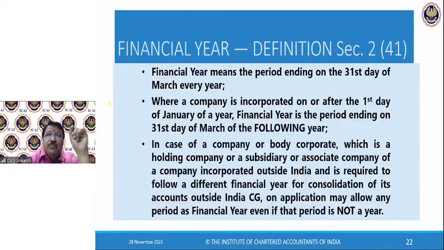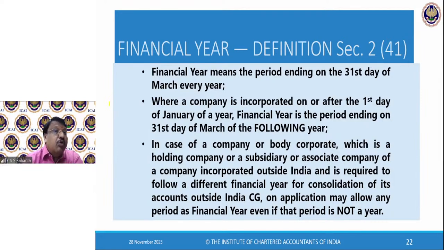Financial year means the period ending on the 31st day of March every year. Which means it will begin on the 1st of April and end on the 31st of March. So, financial year is 1st April to 31st March. Uniform financial year: all companies have to maintain a uniform financial year, 1st of April to 31st of March. Right? A 12-month period, by and large.